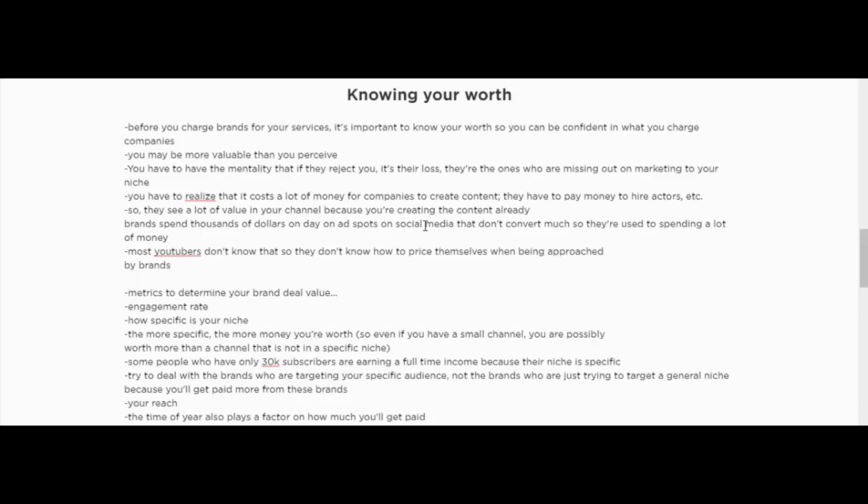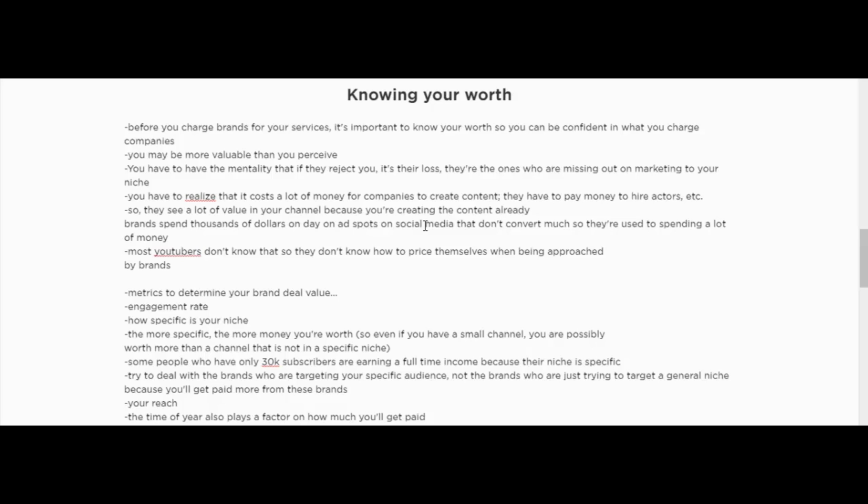Now, before you charge brands for your services, it's important to know your worth, so that you can be confident in what you charge companies, because you may be more valuable than you perceive. You have to have the mentality that if they reject you, it's their loss. They're the ones who are missing out on marketing to your niche.